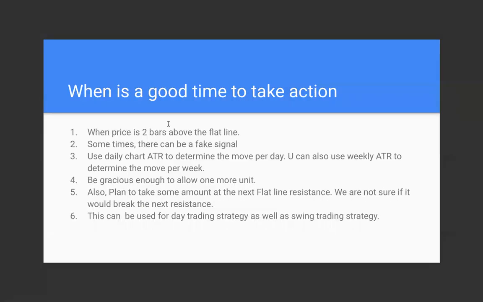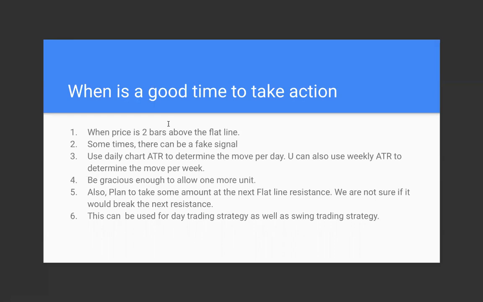Okay, what is a good time to take action, guys? So far we saw some of the charts. So when is a good time to act? When the price is 2 bars above the flat line. It works even for the bottom. If you're going for a short, then it has to be 2 bars below the support or the resistance.